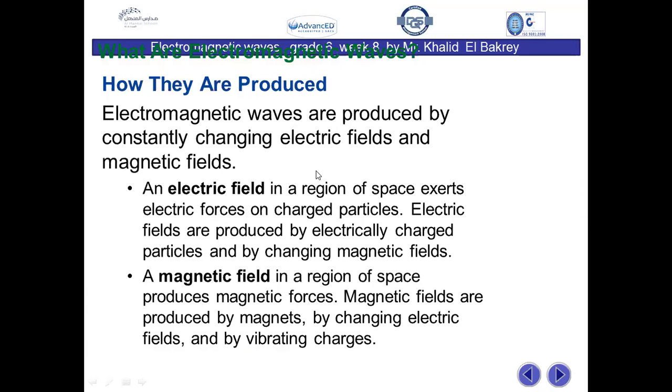How are they produced? Electromagnetic waves are produced by constantly changing electric fields and magnetic fields. As we said, it's a transverse wave and it's made of two fields. One is electric and the other is magnetic. When these two fields are moving, they change position and are always perpendicular to each other. So they move together. It's a transverse wave made up of two fields, electric field and magnetic field.